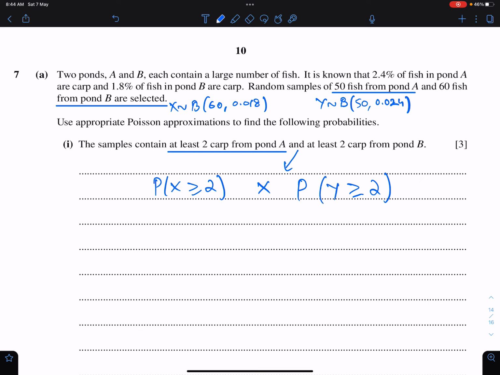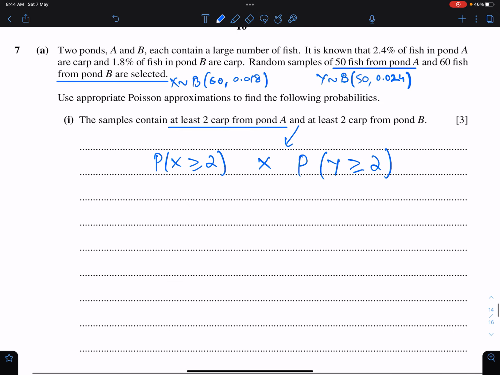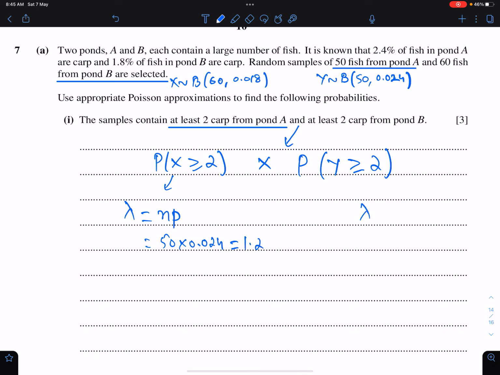So at least 2. First we need NP, lambda. So lambda for x should be NP, which means 50 into 0.024. And this is 1.2. Lambda for y is 60 into 0.018 and this is 1.08.